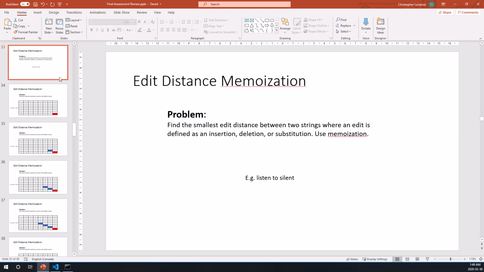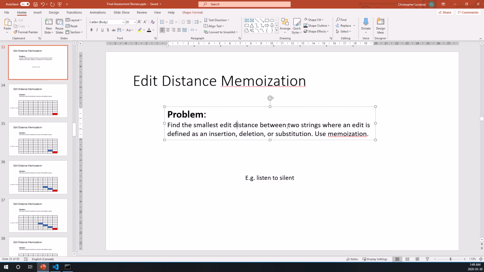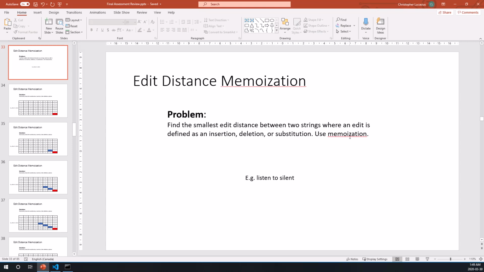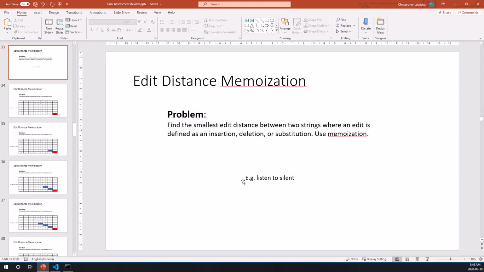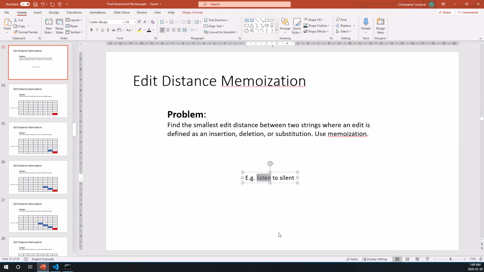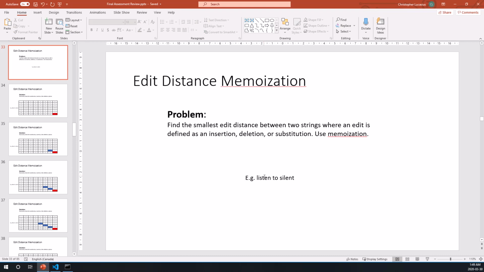Okay, so remember the problem is to find the smallest edit distance between two strings, and the edit is going to be defined as either an insertion, a deletion, or a substitution. And I'm just adding this use memoization thing because that's going to be part of the problem. And let's use our favorite example from going from the two anagrams, listen to silent.